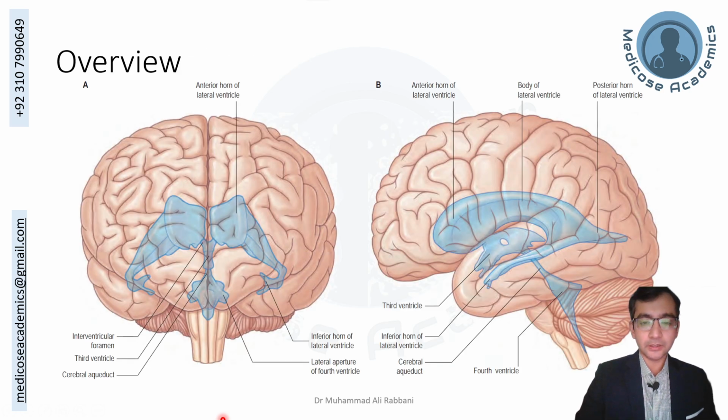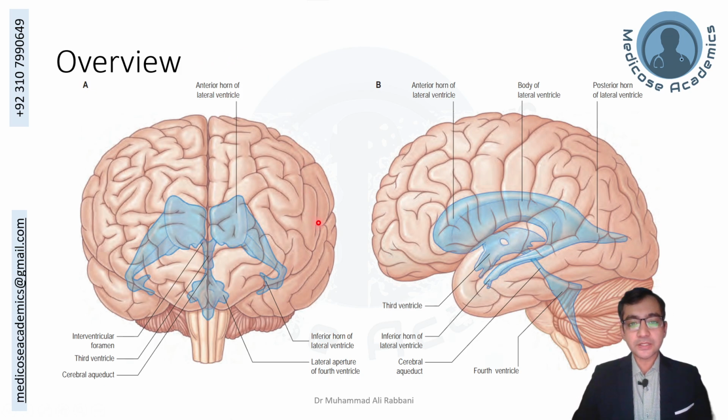So let us start with our overview. The ventricular system consists of four ventricles. The first two are not named as first and second, they are named lateral ventricles. As you can see, these are present in the telencephalon, the forebrain, and then there is the third ventricle that is present in the diencephalon between two thalami, and the fourth ventricle that is present behind the brainstem in front of the cerebellum. So let me show you again right here.